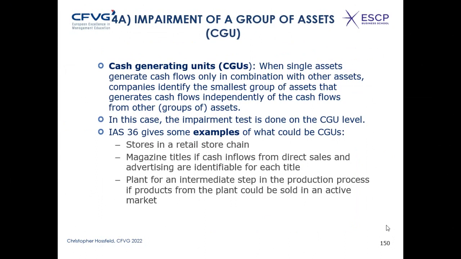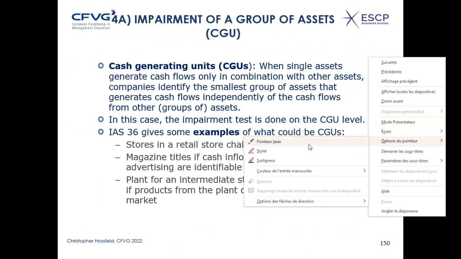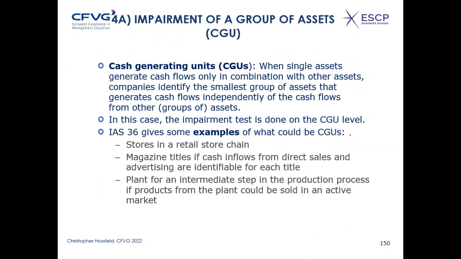In order to calculate the value in use of an asset, I need to calculate the present value of the cash flows generated by this asset. But what do I do if I cannot determine the cash flows of the asset? Simply because the asset alone does not generate any cash flows. It generates cash flows only in combination with other assets. If you think about a factory, an assembly line with a multitude of machines, what is the cash flow generated by one machine? I can't really tell because it's part of the whole assembly line. Only the whole factory or the whole assembly line generates cash flows, but not the individual machine, for example.